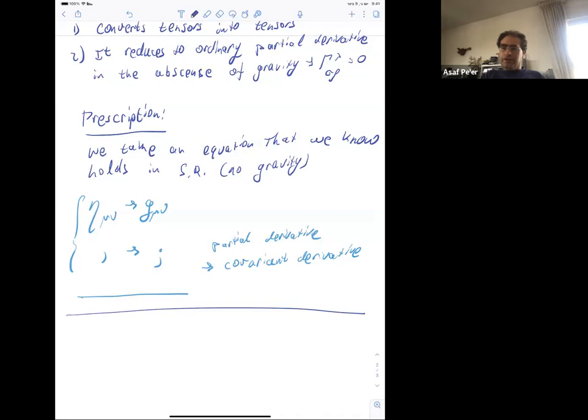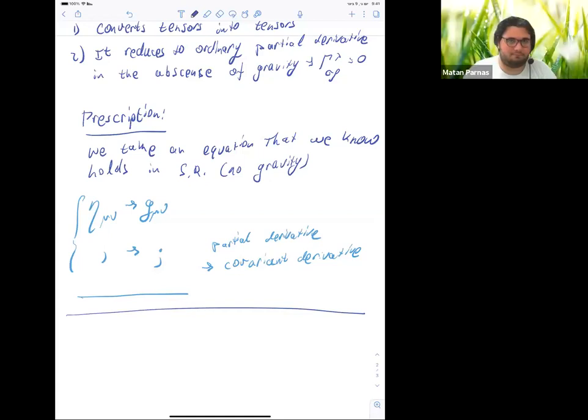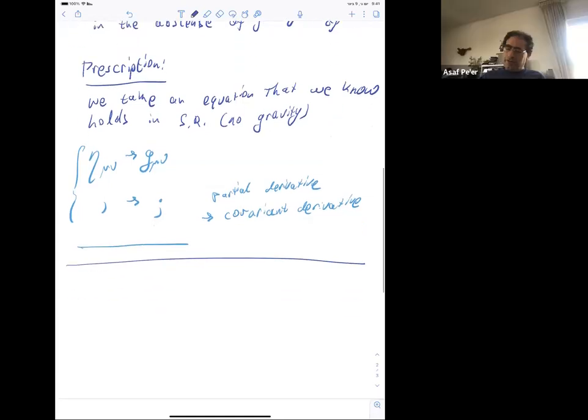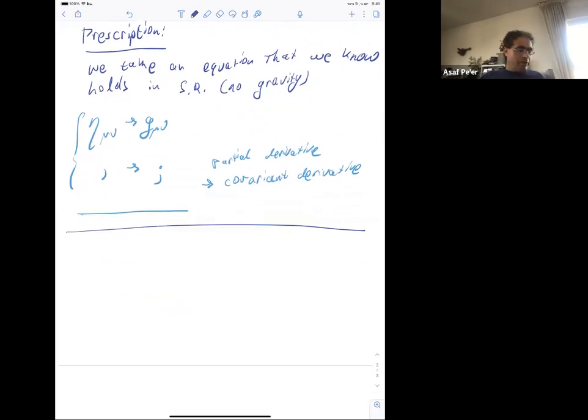Okay, if there are no questions, now I'm going to go back to the questions that were asked earlier. Done? Okay. So it gave you some more insight of what really is going on here. It's called the geometric interpretation of covariant derivatives.